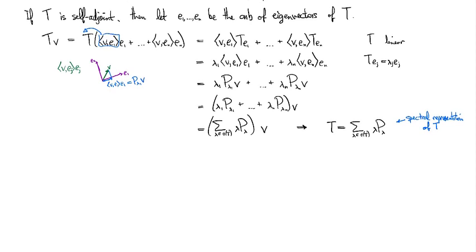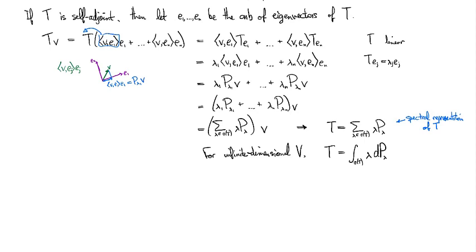This also works for infinite dimensional V. As you might guess, it's a bit of a longer story with some more technicalities and a bunch of junk having to do with checking limits and so on and so forth. But it can be done. In that case, T looks like an integral over the spectrum of T of lambda dP lambda.